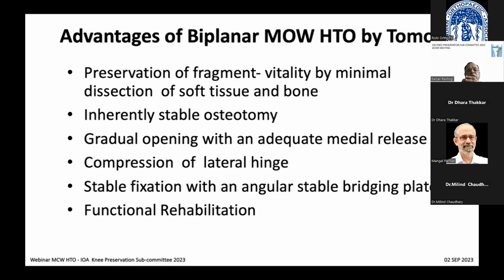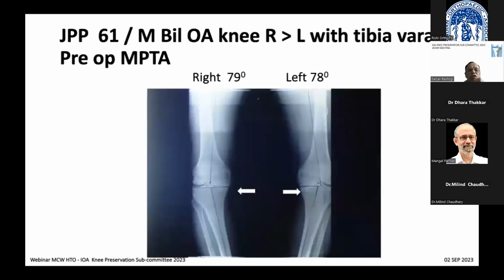So the advantage of a biplanar medial open wedge osteotomy is that it preserves the vitality of the proximal segment with minimal dissection. It is an inherently stable osteotomy. Gradual opening with adequate medial release should be done. Compression of the lateral hinge makes it more stable, and this allows a function in the presence of a Tomofix angle stability. This is one patient who was operated 9 years back.